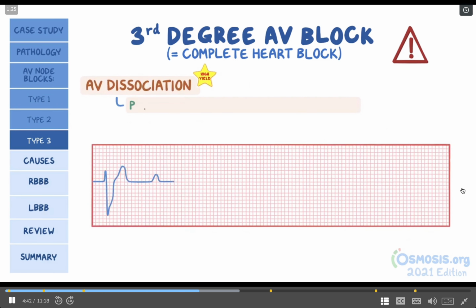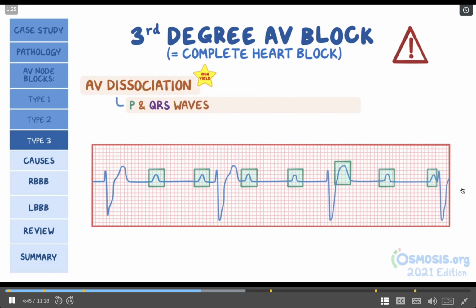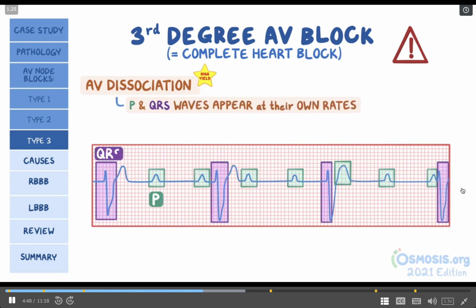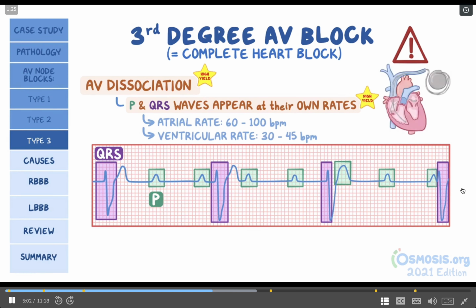On the ECG, the P waves and QRS complexes have nothing to do with each other, each appearing at their own rates. The atrial rate is 60 to 100 beats per minute, whereas the ventricular rate usually ranges between 30 and 45 beats per minute. Because of how dangerous third-degree blocks are, anyone diagnosed with it needs a pacemaker.